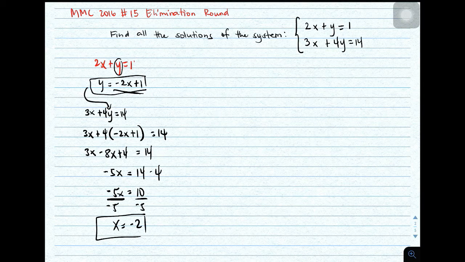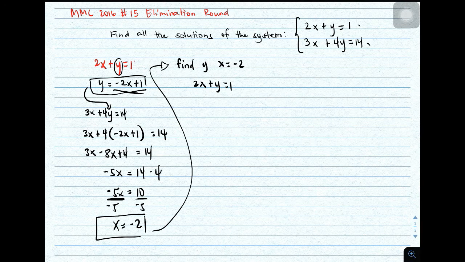And then, wala pa tayong value ng y. So we will use this to find the value of y. Find y. x is equal to negative 2. Alin sa dalawang to ay pwedeng gamitin? So, pwede. So, pinakamadali dyan ay yung number 1. So, you have 2x plus y is equal to 1. You will have 2 times negative 2 plus y is equal to 1. You have y is equal to 1 plus 4. So, your y is simply 5.